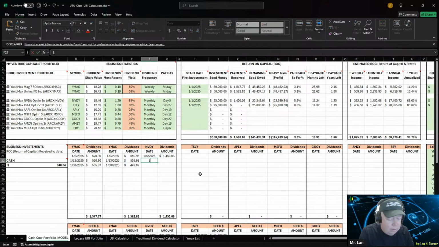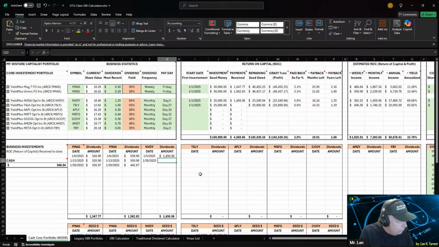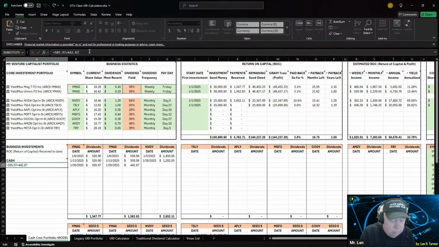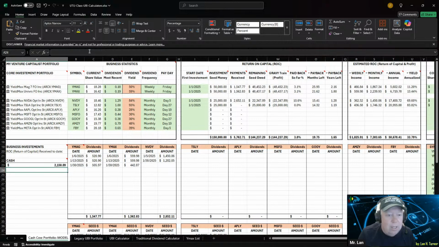1/30/2025, 1202.05. Boom. Just like that. Now we got to come over here and add plus 1202.05. Bang. Just like that. Now we're up $2,150 today.